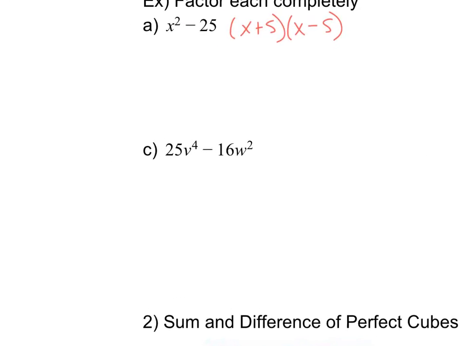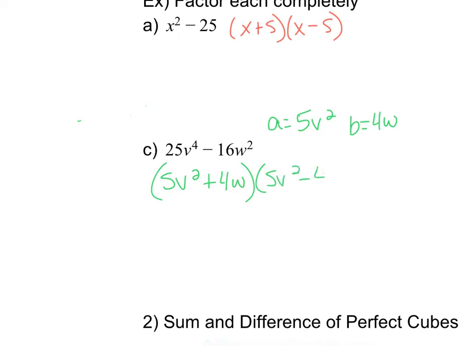Okay, this one. The a term. So think 25v to the 4th. That would be 5v squared. If you needed to double check it, say 5v squared times 5v squared. Yes, that would be 25v to the 4th. So if you need to do that step, no shame in that. Do what you need to do. Sometimes they can get a little tricky. And then your b term in this would be 4w. So this would be 5v squared plus 4w times 5v squared minus 4w.